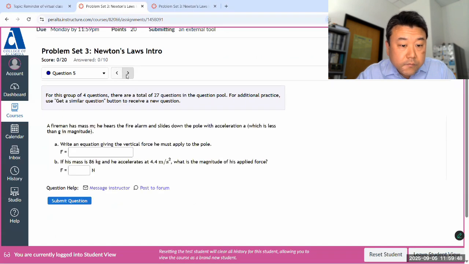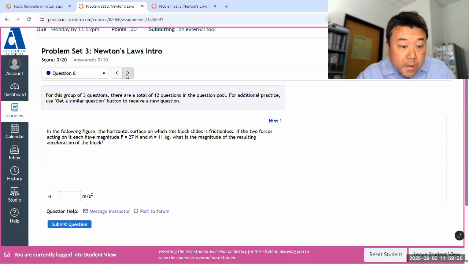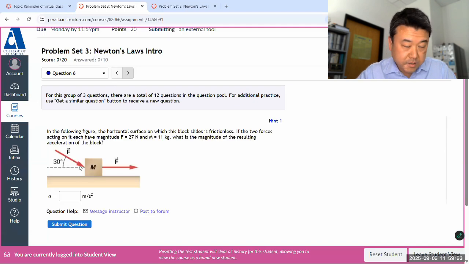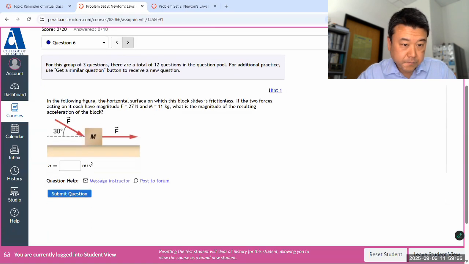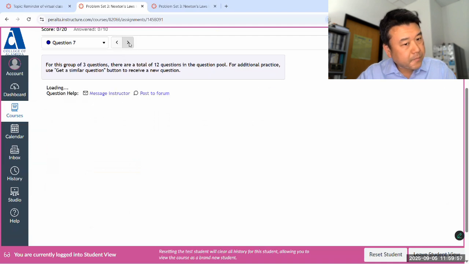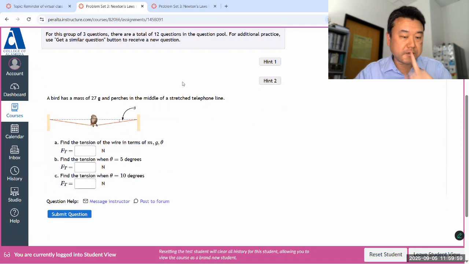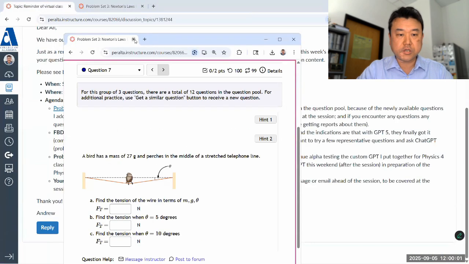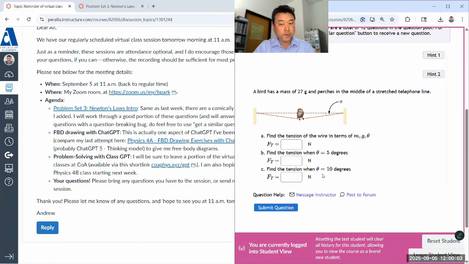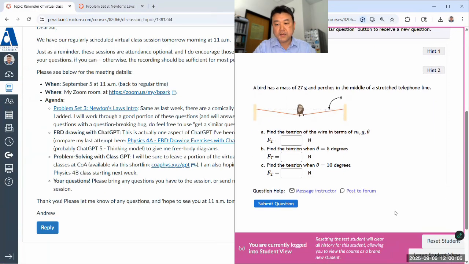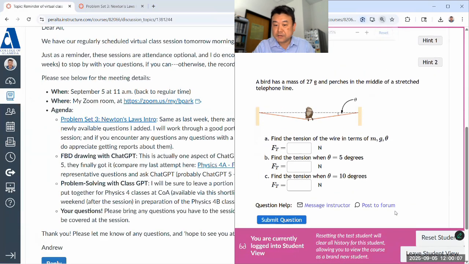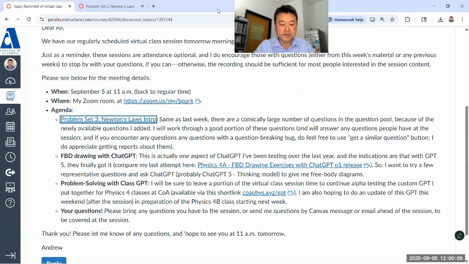I think I'm looking for a question that... Oh, so this is, I think, maybe. Oh, actually, this is better. So I can ask ChatGPT this question, or CoA Physics GPT this question, and see what it does. So I'm testing actually two things simultaneously.